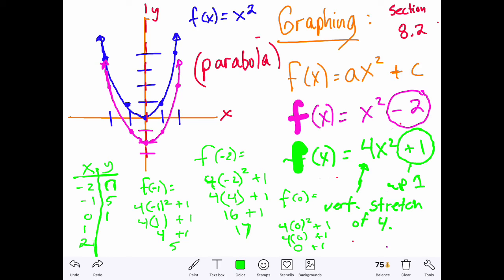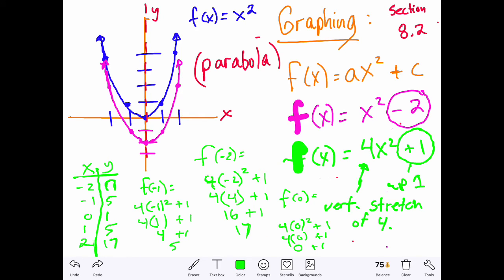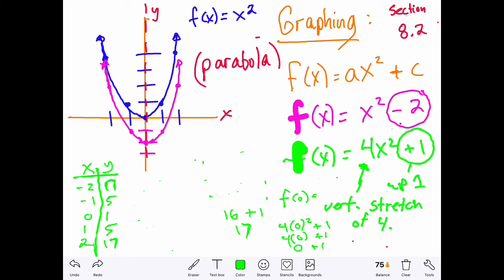And if I evaluate my other points, I'd have 5 here and 17 here. And just for the sake of time, I'm just going to fill those in. Okay, let me erase. So again, same 5 points, plugged into my table and evaluated. And then I'm going to plot those points, and we're going to talk about what this graph looks like and why.